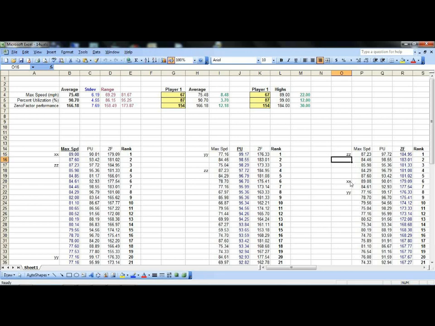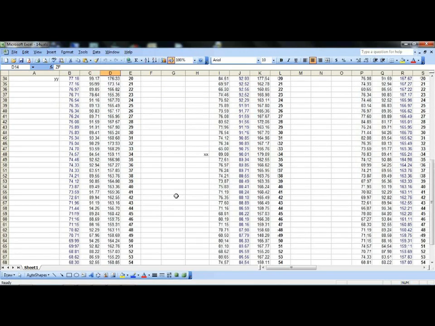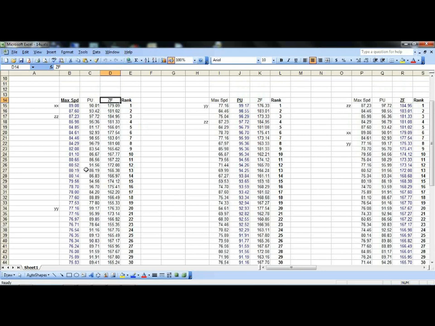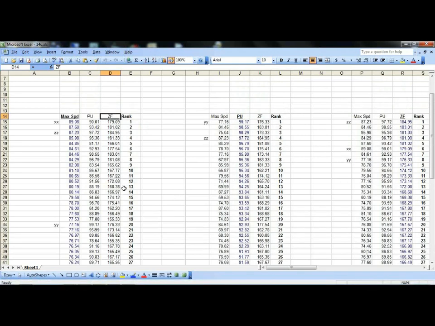What we've done here is we've taken this population of high level 14U athletes and we have created the numbers we just talked about. Max speed is going to be your power, PU is going to be your percent utilization or your coordination number, and the ZF is your Zeno factor. And for this population of 60 or so athletes, we have ranked them in the three categories. So you have the ability to rank athletes in large populations and then compare individual athletes to these normals to give an idea of essentially where an athlete stands.